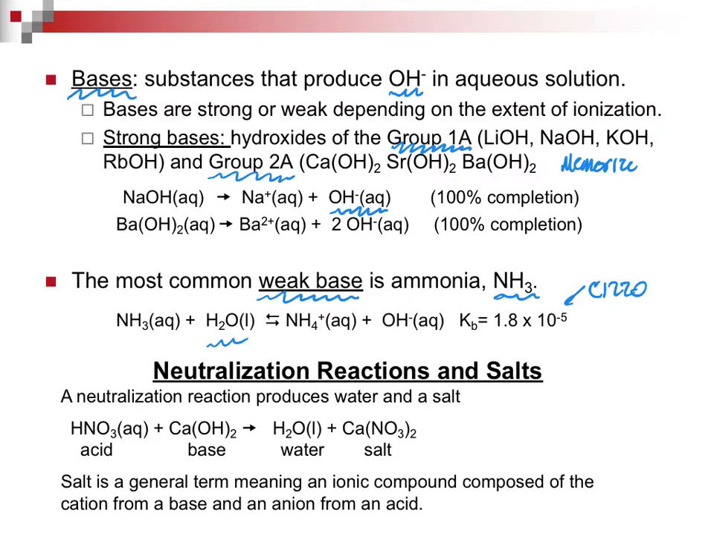But for now, we just want you to know 7 strong acids, 7 strong bases, what's a weak acid, what's a weak base. So the key to this section is the neutralization reaction. Notice we have an acid, nitric. We have a base, calcium hydroxide. It is producing water and a salt. And that salt is really a general term. It means an ionic compound. We have the cation from the base, and we have the anion from the acid.